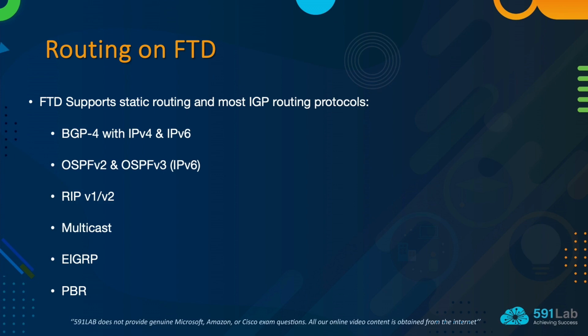The last one is policy-based routing, a mechanism for controlling the routing of traffic based on policies. Firepower Threat Defense supports policy-based routing, which can be used to route traffic based on factors such as source IP address, destination IP address, or application protocol.